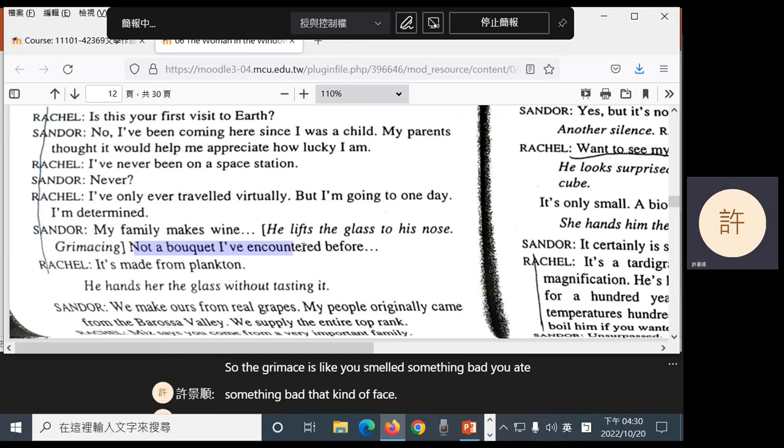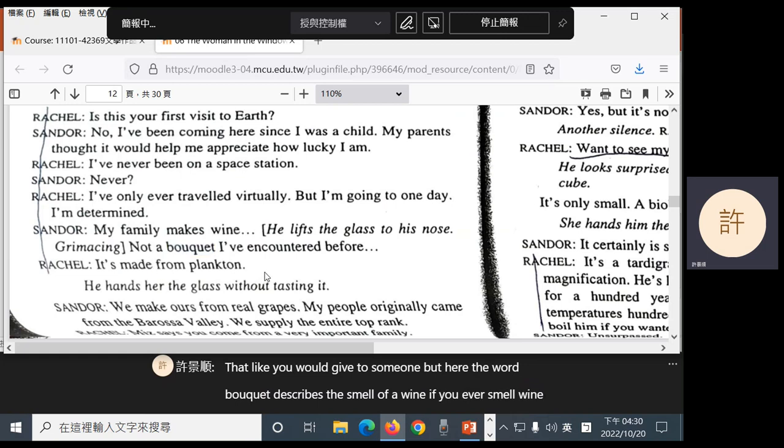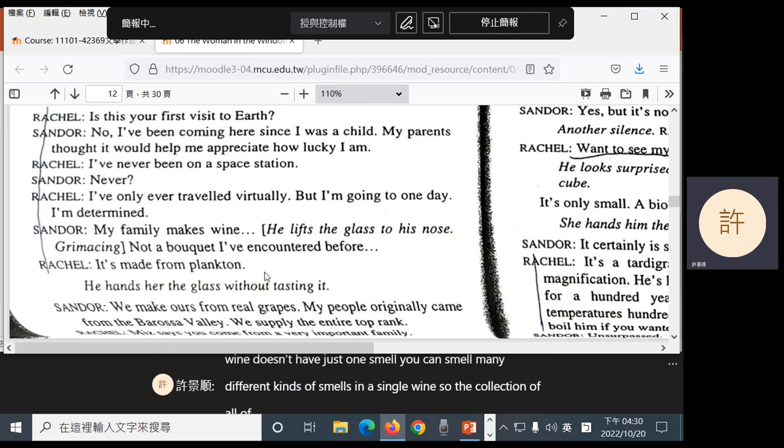Not a bouquet I've encountered before. A bouquet originally means a group of flowers that you would give to someone. But here the word bouquet describes the smell of a wine. Wine doesn't have just one smell. You can smell many different kinds of smells in a single wine. So the collection of all of those smells is called a bouquet.